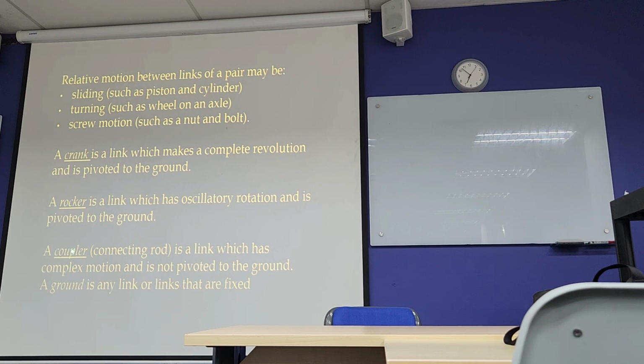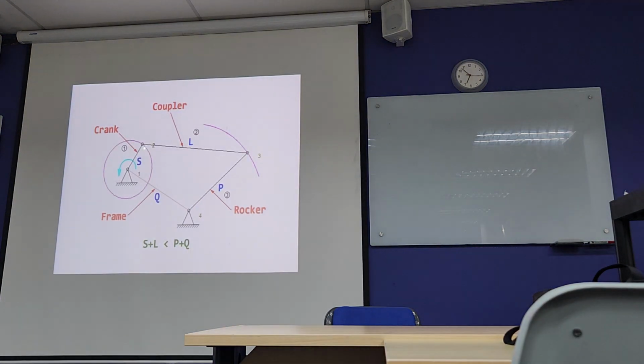Then you have a coupler. This is a connecting rod, a link which has complex motion and is not pivoted to the ground. The example I've shown you is the same thing. Now you can see this is the motor, so this is the crank. This crank can move 360 degrees around. Okay, and this is a coupler.